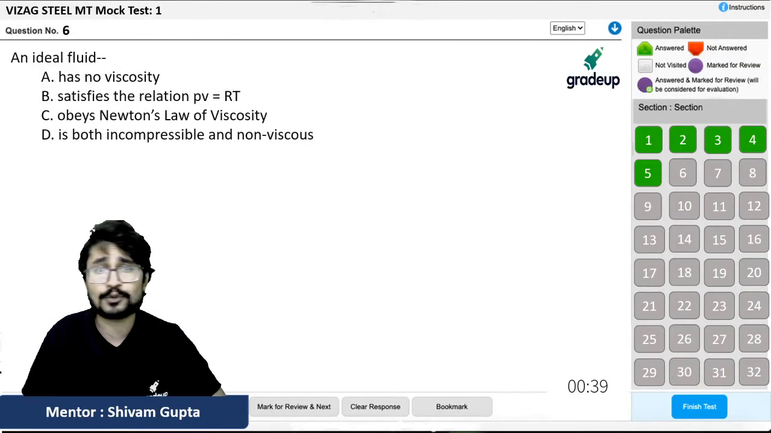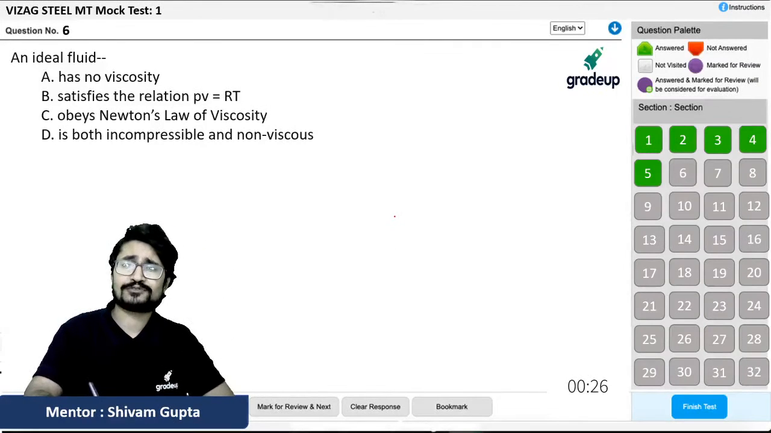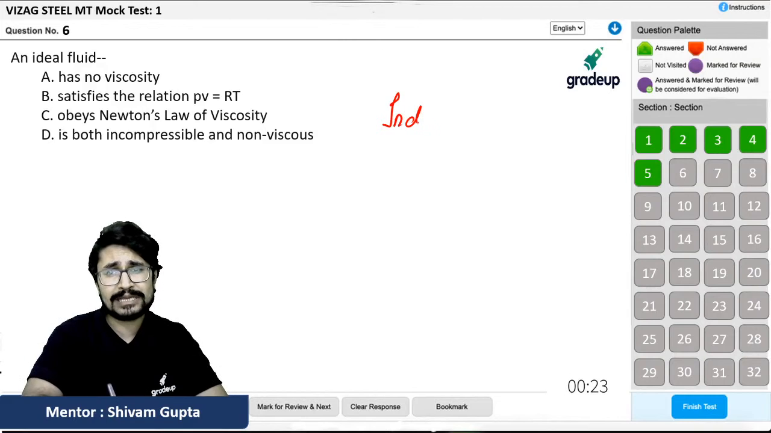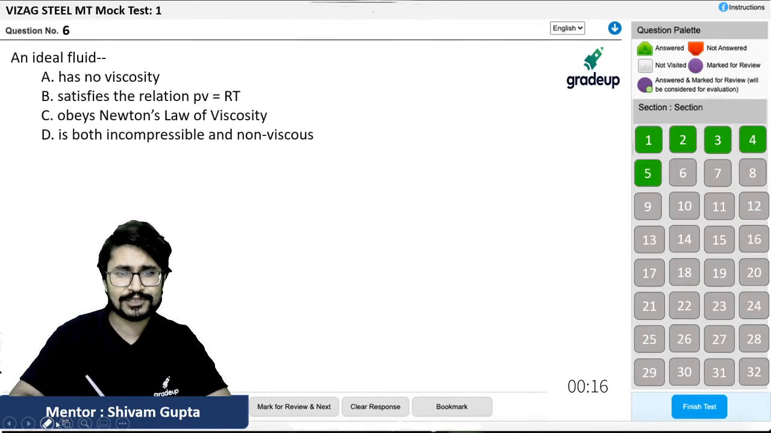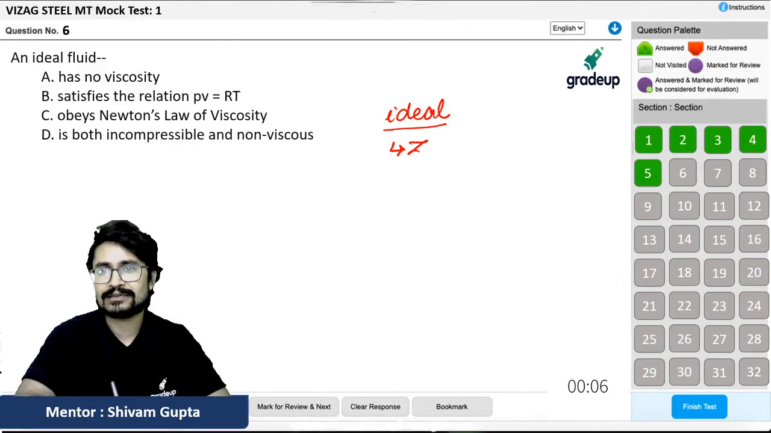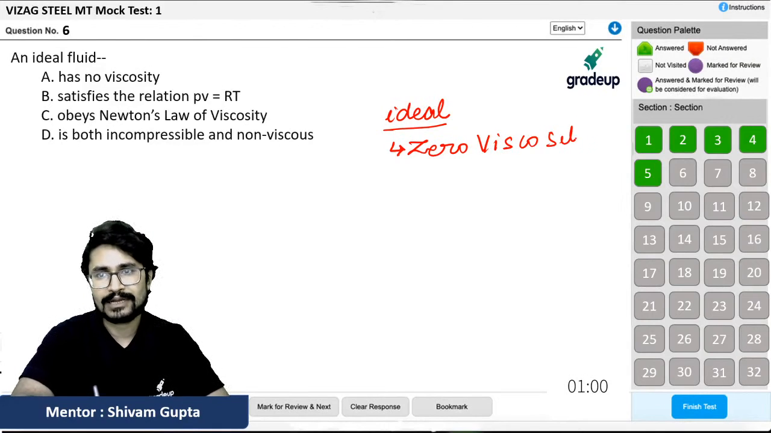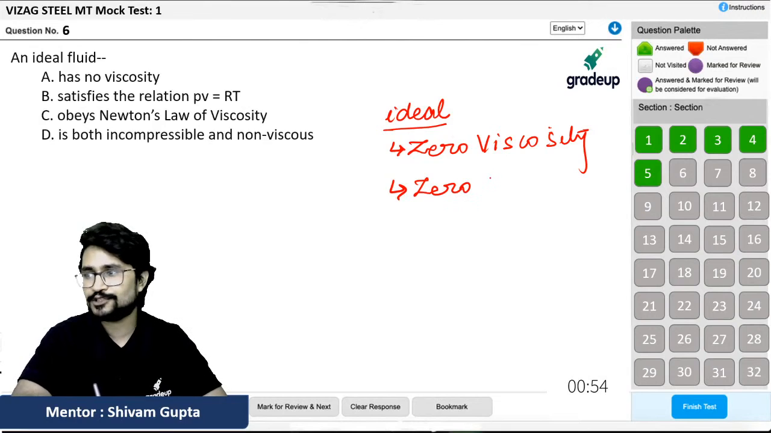An ideal fluid has no viscosity, satisfies the relation PV equals RT, obeys Newton's law of viscosity, or is both incompressible and non-viscous. For an ideal fluid, you should know 3 conditions. An ideal fluid is a fluid which obeys 3 conditions. What are the 3 conditions? The first condition for an ideal fluid is that it should have 0 viscosity, right? The next condition is that it should have 0 surface tension.